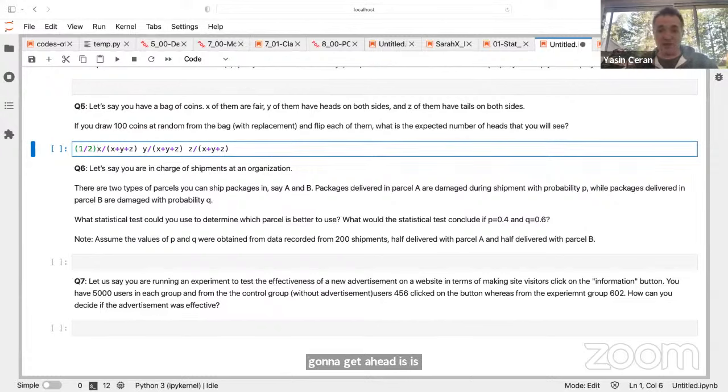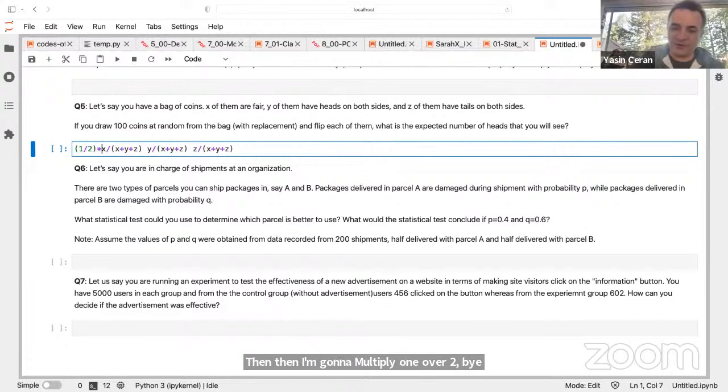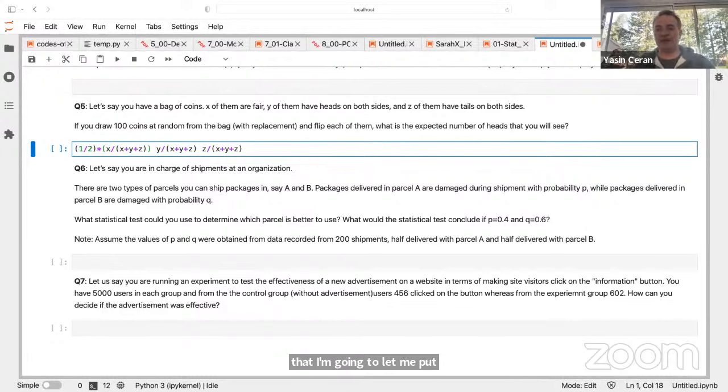Then I'm going to multiply 1 over 2 by the probability that I'm going to actually draw a fair coin. Let me put this inside parentheses here. If I multiply these two, this gives me the probability that I'm going to get head if I pick or draw a fair coin.